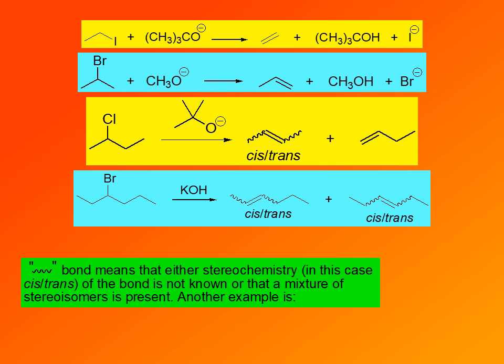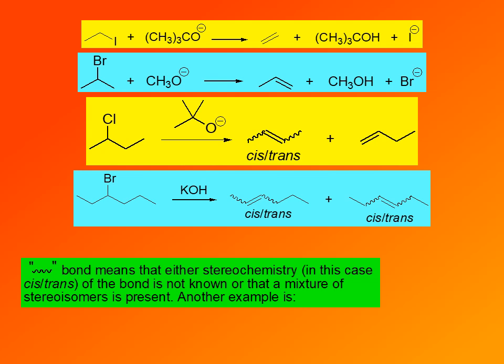Finally, one convention point. This wavy bond that I'm using here means that either stereochemistry, in this case cis-trans stereochemistry, is not known, or that we have a mixture of stereoisomers. In this case, we have a mixture. So we can use it for either way. Even if we have one product, but we don't know whether it's cis or trans, we can use these wavy bonds to simply state that we don't know what we have.